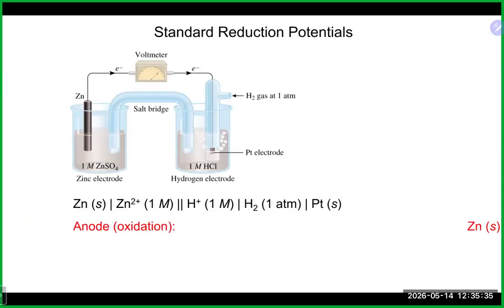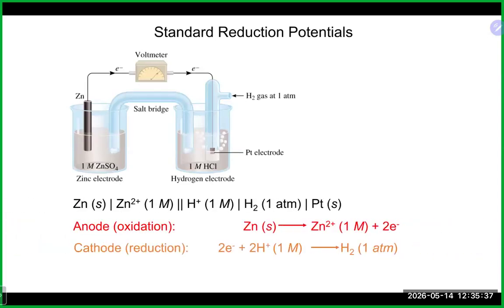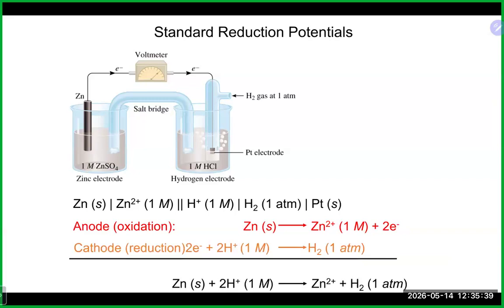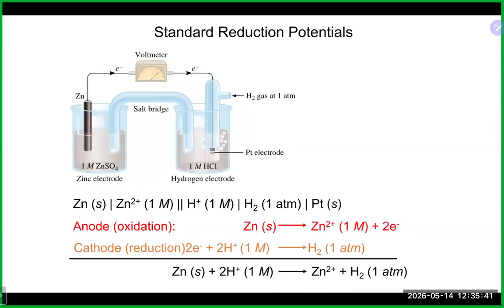So let's talk about our reactions here and what is sometimes referred to as the standard reduction potential. The standard reduction potential is also sometimes abbreviated as an SRP. There's actually a table of SRP values that you'll need in this chapter that you could look up.